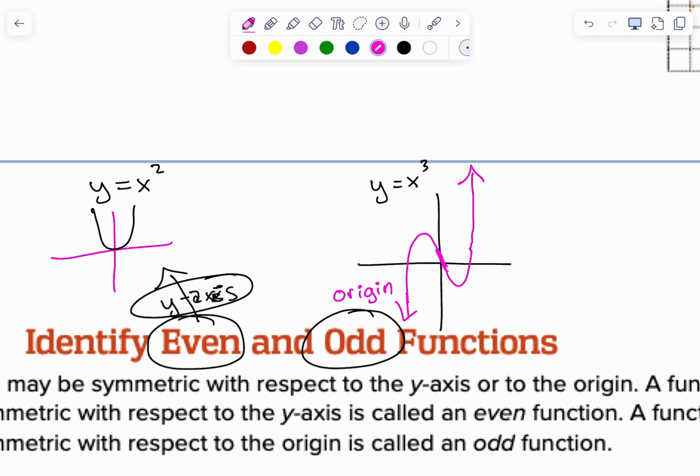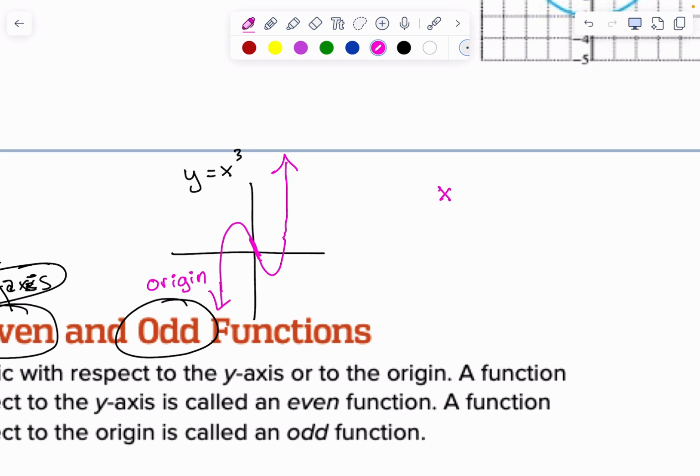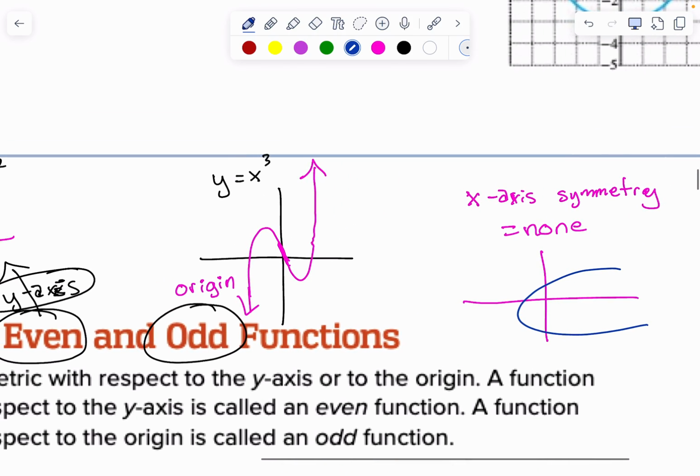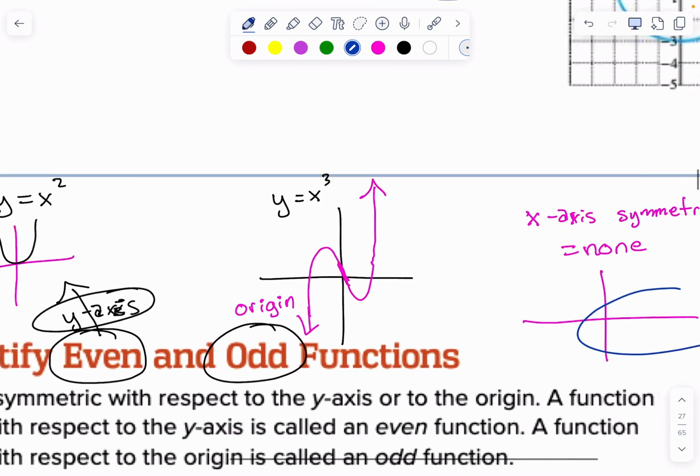Now, what is x-axis symmetry? X-axis symmetry does not have a special name because it is not a function to begin with. So it doesn't have a special name like even or odd. X-axis symmetry is none because it's not even a function. It doesn't pass the vertical line test, right?